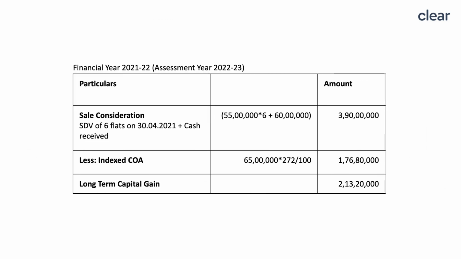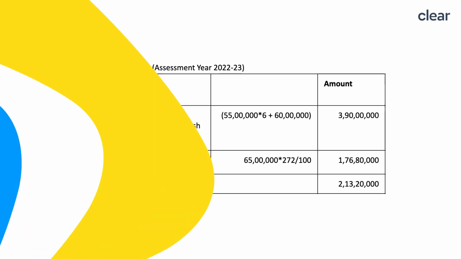If in the given example, the project completion certificate is issued by the authority on 30/4/2021, 6 units are handed over to Mr. A on 30/4/2021 and the stamp duty value of each flat is 55 lakh, then the capital gains tax would be payable in the financial year 2021-22, where the sale consideration would be calculated based on the stamp duty value as on 30/4/2021.